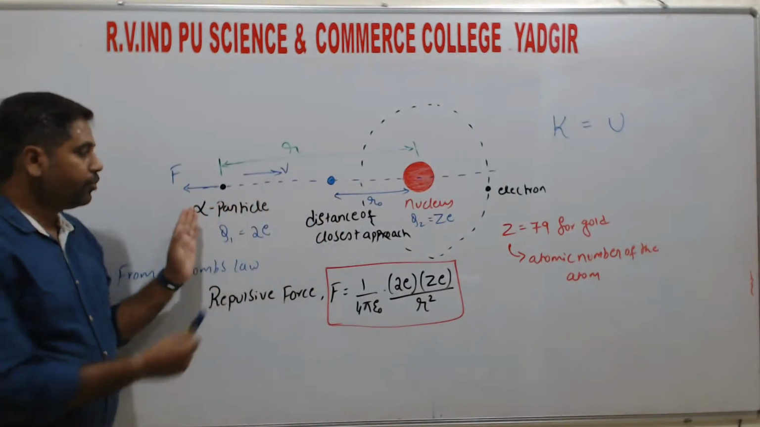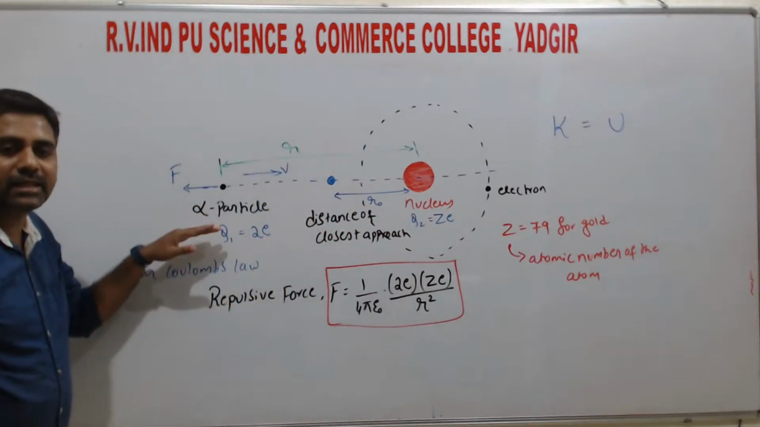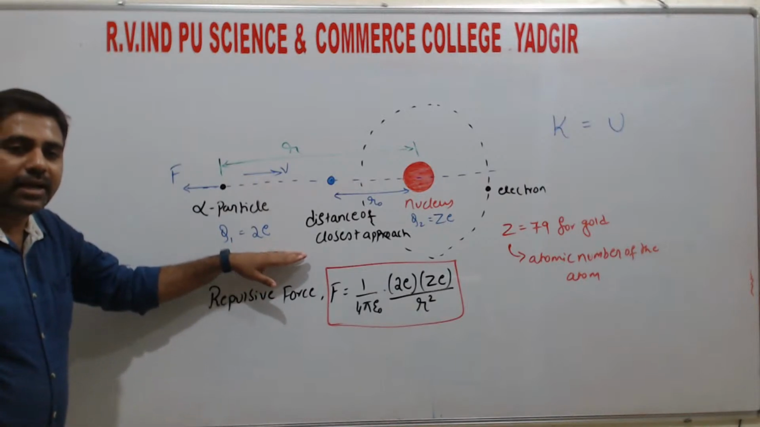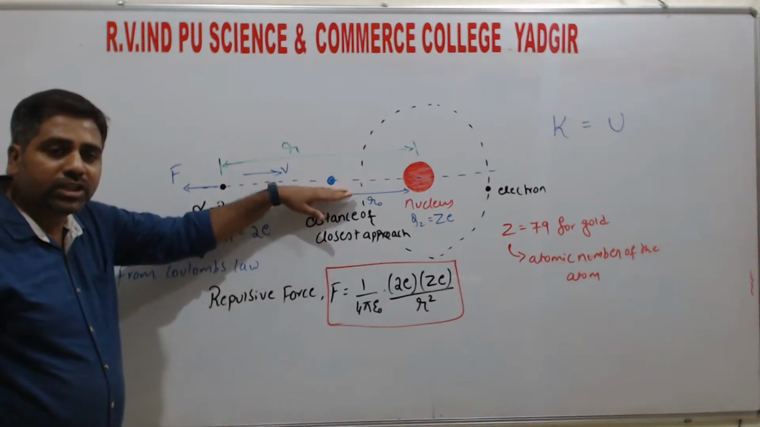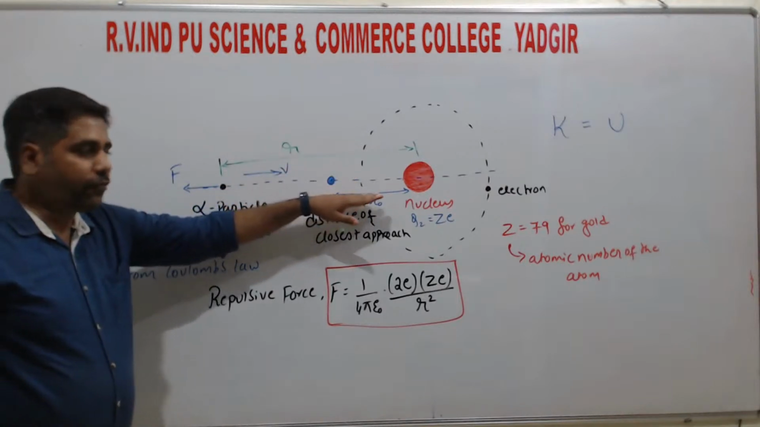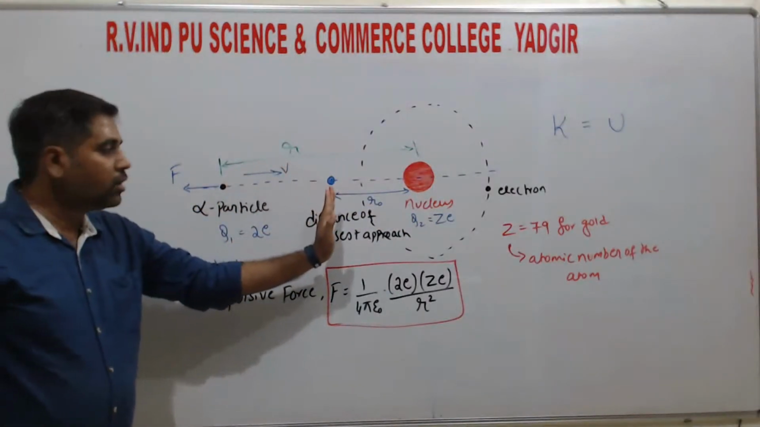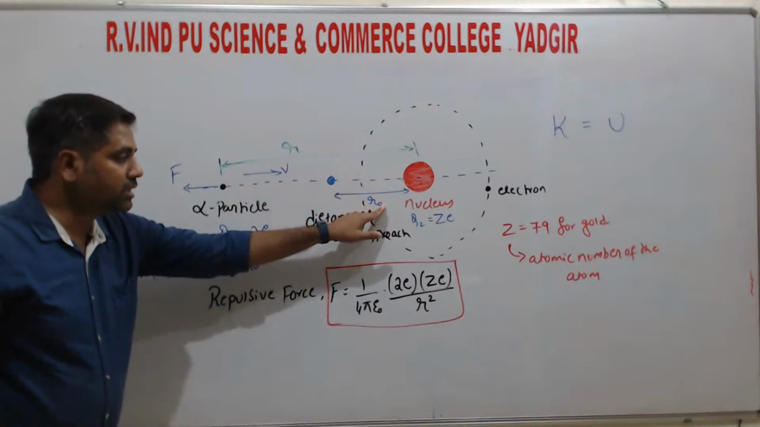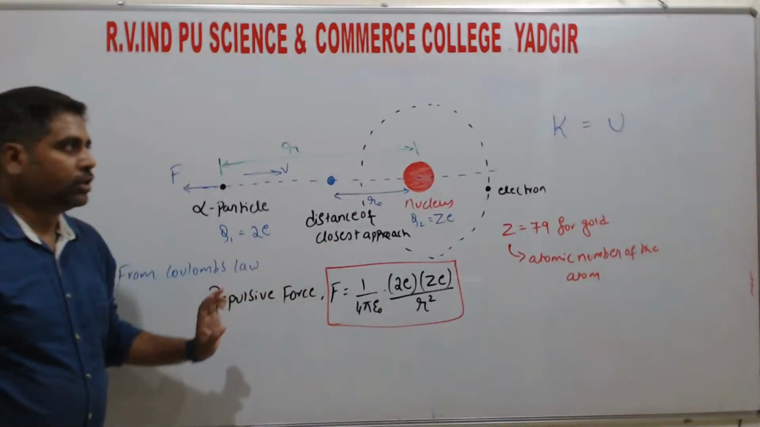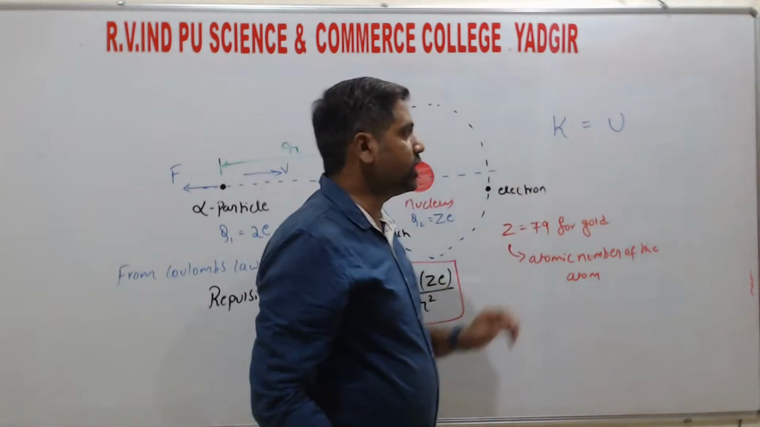Because of the repulsion, as the alpha particle approaches the nucleus, its velocity decreases. As its velocity decreases, its kinetic energy decreases. As the kinetic energy decreases, automatically the potential energy of the alpha particle increases. For a particular distance from the nucleus, the entire kinetic energy of the alpha particle is converted into the potential energy. So that distance we call the distance of the closest approach, right? So the condition is kinetic energy is equal to potential energy.